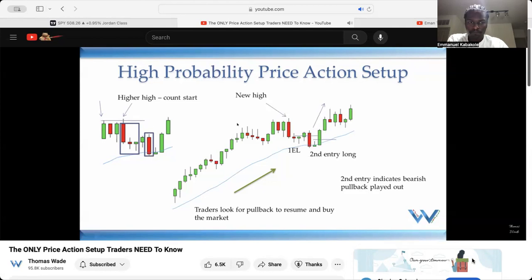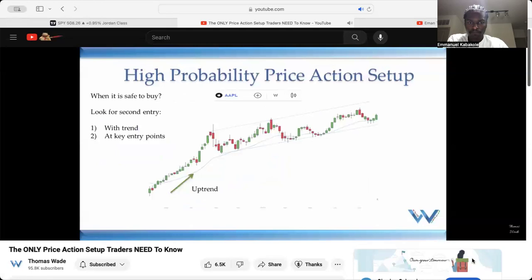And also notice you have a small little high here, but this high is higher by just one tick, which means you reset the count from the highest high. The highest high is always the place where the count is reset. We start our count from this high right here. First entry long, second entry long.